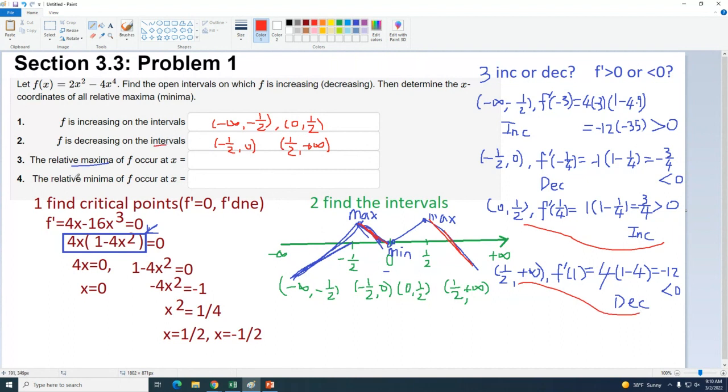So we mark out the intervals. Local maximum, we have 2 maximums. They are at negative 1/2 and positive 1/2. We have a minimum that happened at 0. All right, this finishes answering the entire question for problem number 1. Do you have any questions? Any questions?